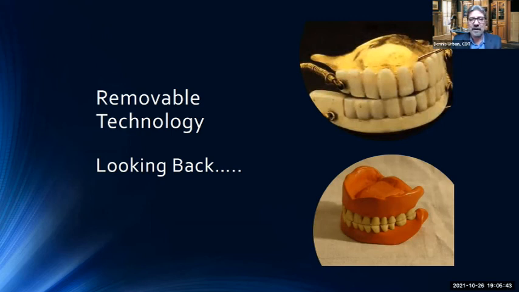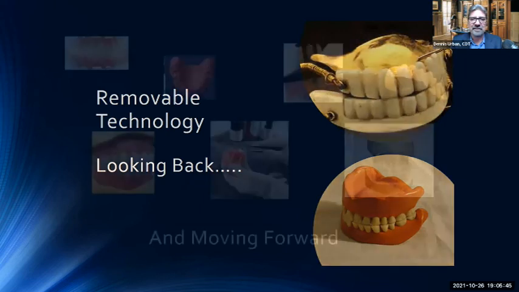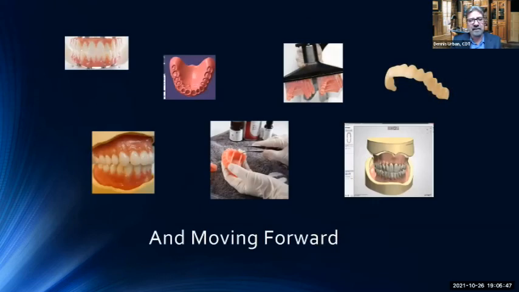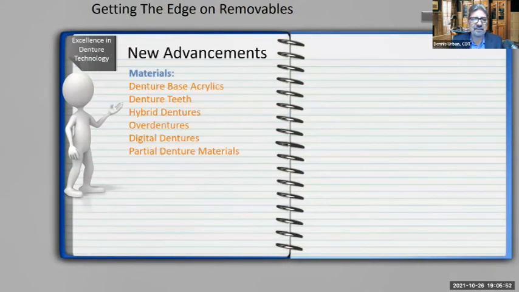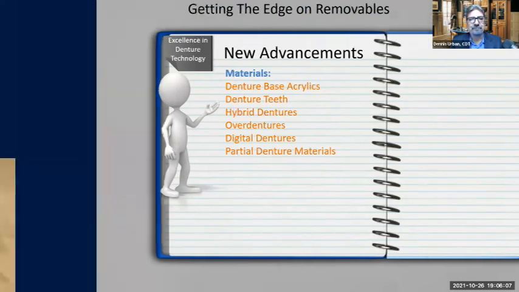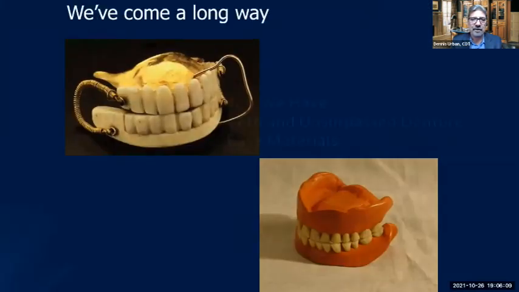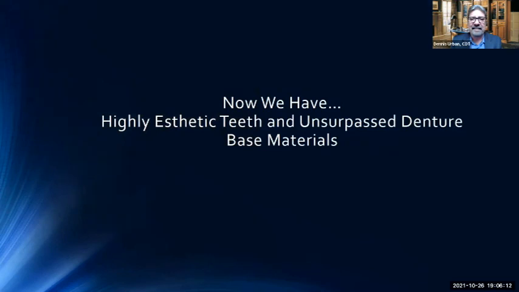We've come such a long way with different materials also in the past few years. So moving forward, we have different materials such as denture-base acrylics, denture teeth, hybrid dentures, overdentures, digital dentures, and partial denture materials. We have a separate partial denture webinar that will be coming up in the future, so don't miss that. We'll talk about the technology with CAD/CAM with partial dentures also. But from here, we've come a long way. Now we have highly aesthetic teeth and unsurpassed denture-base materials.